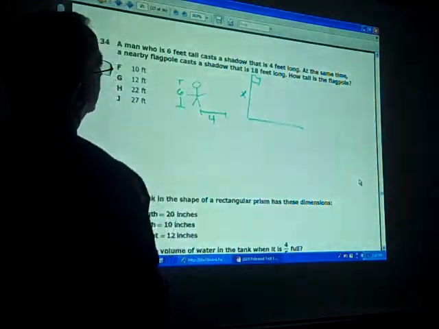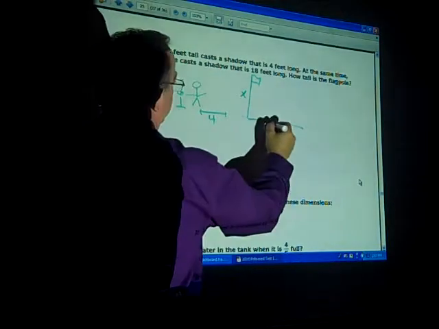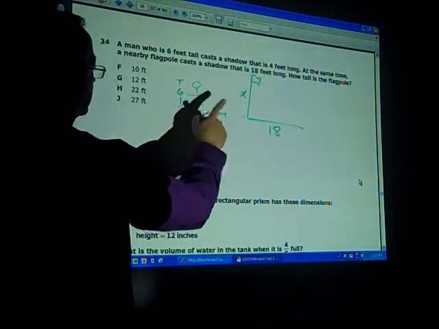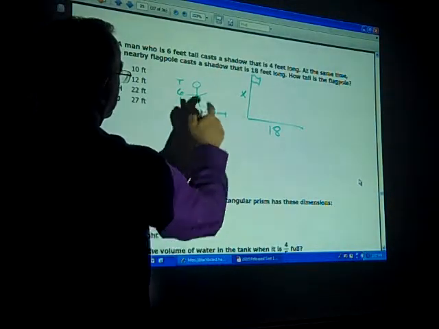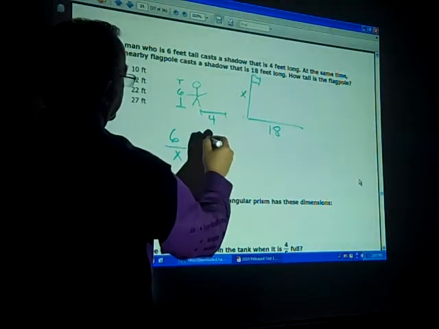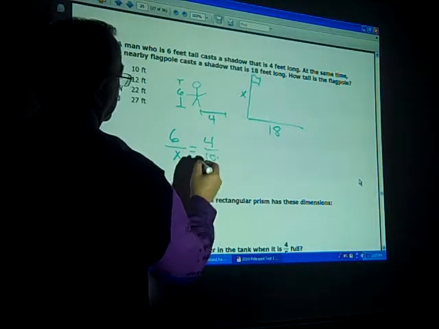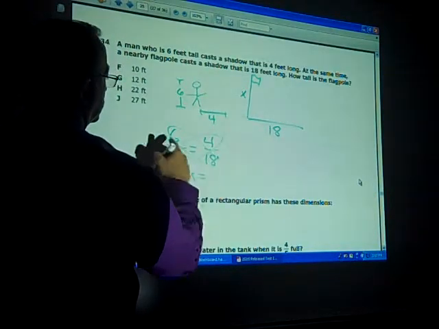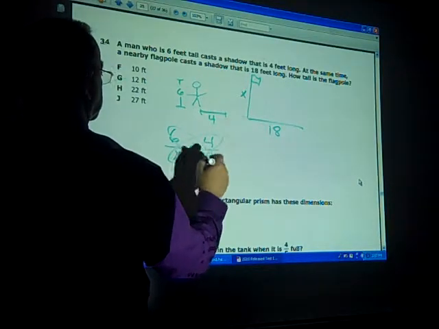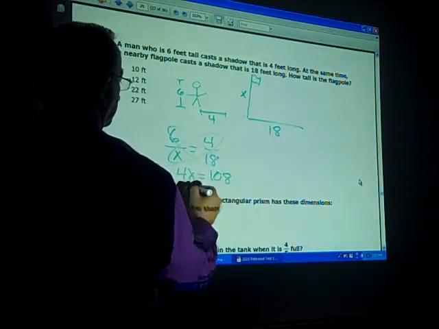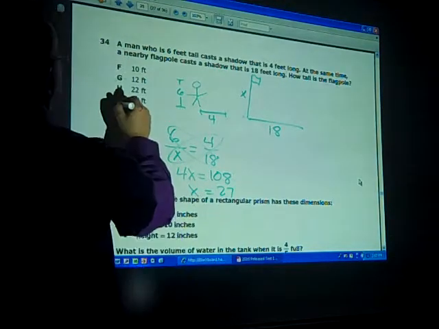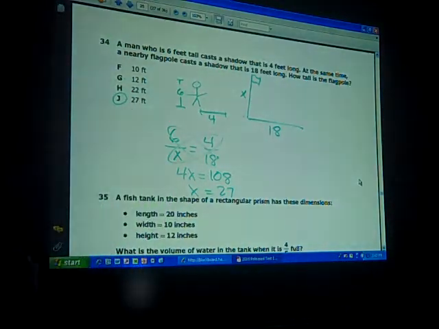We know the shadow is 18 feet. Okay? Just need to set up proportions. So you can do this more than one way. I'll just do 6 over X equals 4 over 18. Cross multiply. 4X equals 108. X equals 27. Important.